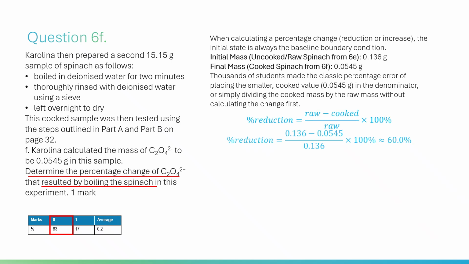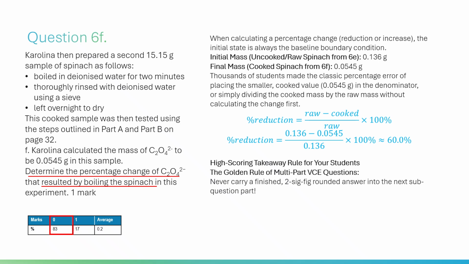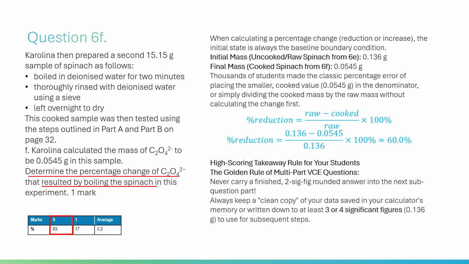High-scoring takeaway rule for your students. The golden rule of multi-part VCE questions. Never carry a finished, 2 sig fig rounded answer into the next sub-question part. Always keep a clean copy of your data saved in your calculator's memory or written down to at least 3 or 4 significant figures, 0.136 g, to use for subsequent steps. Otherwise, rounding compounding errors will cost you the mark.